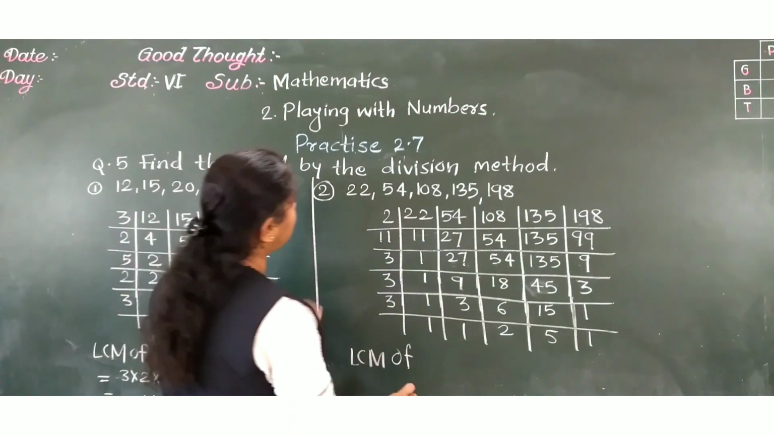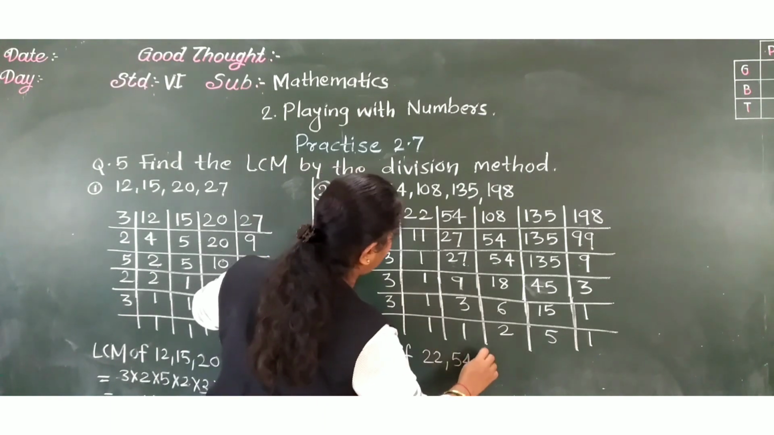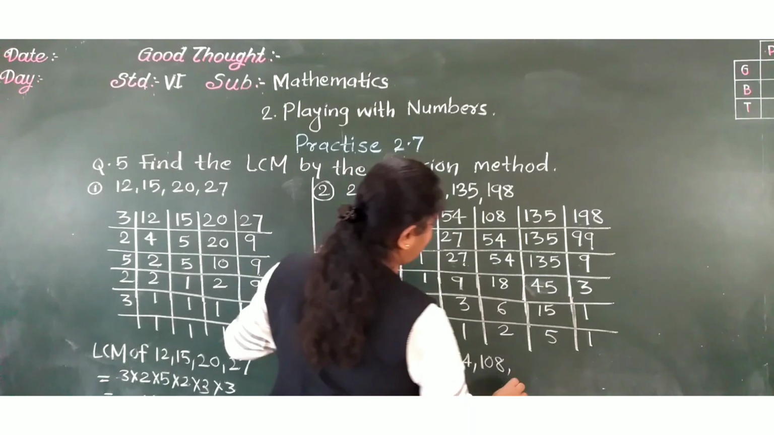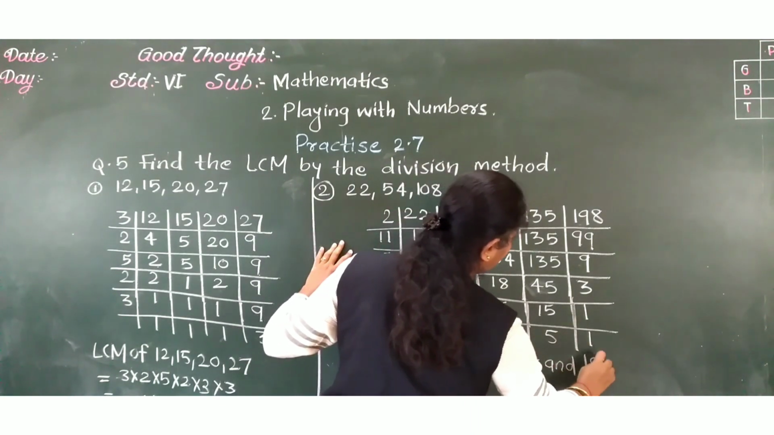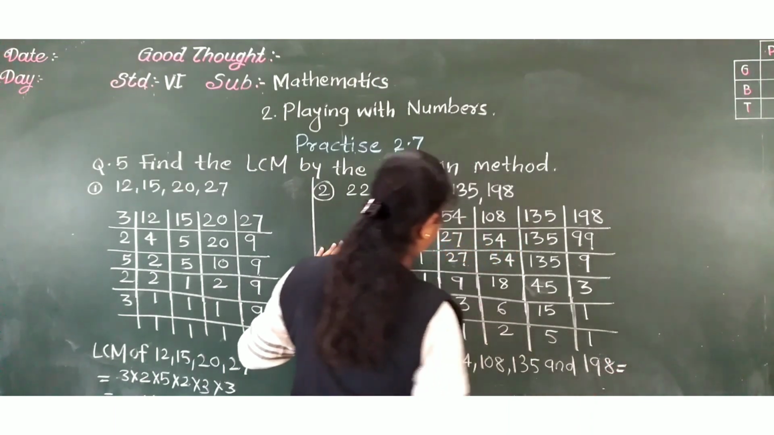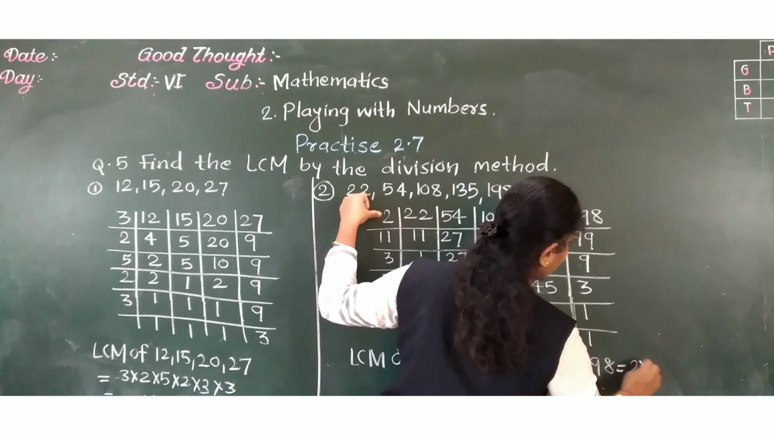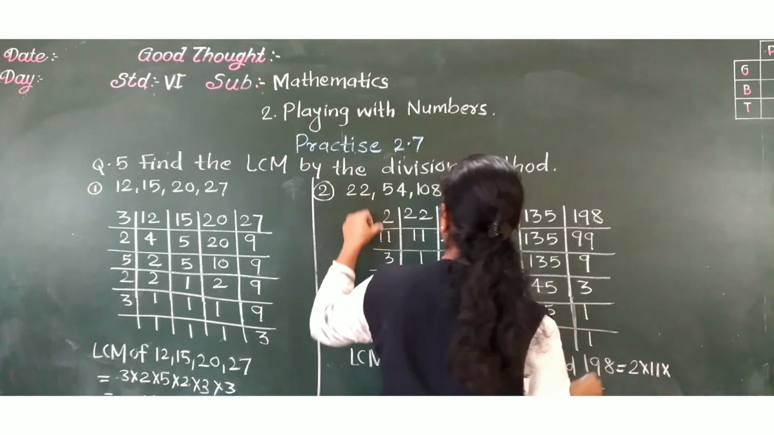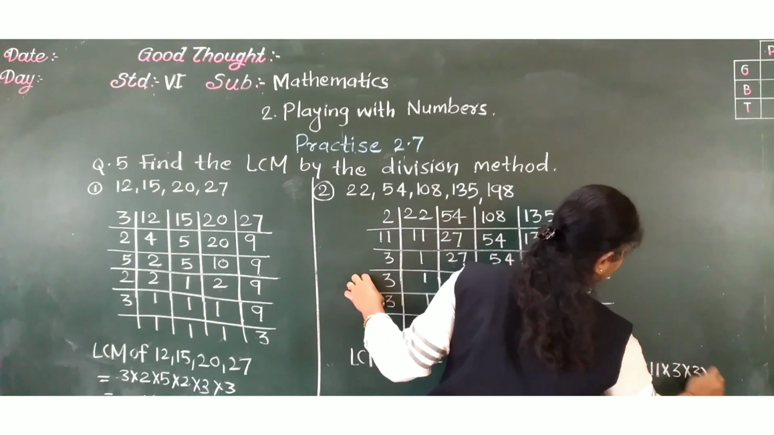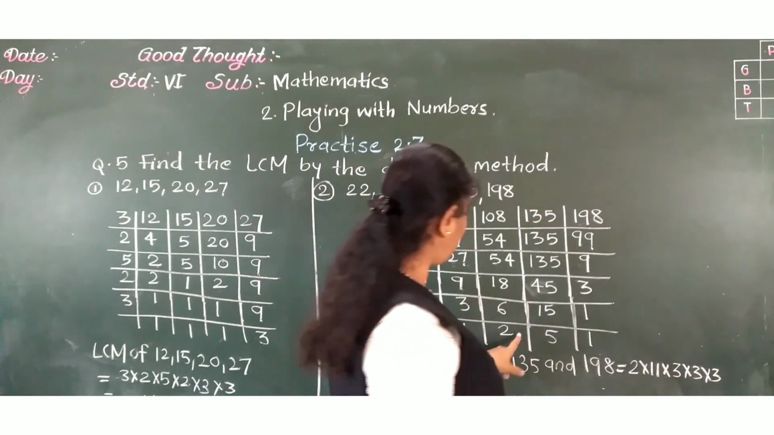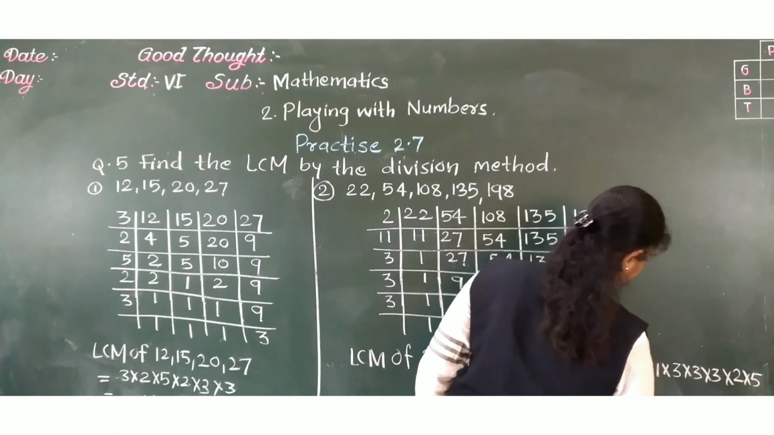LCM of 22, 54, 108, 135 and 198 is equal to what we have to do? Multiplication. 2 into 11 into 3 into 3 into 3, 3 into 3 into 3, then here 2 into 5, into 2 into 5. Okay.